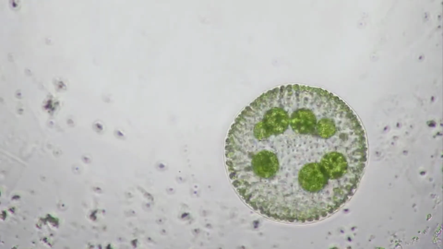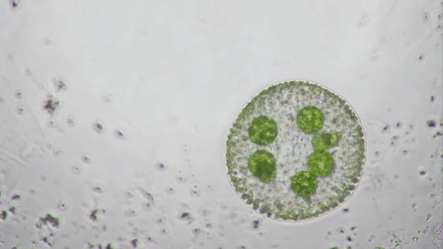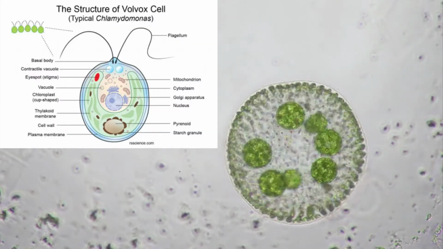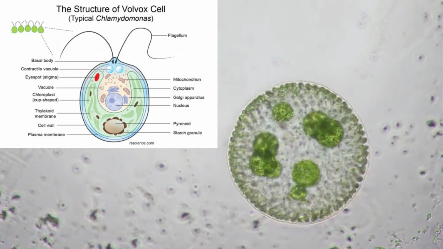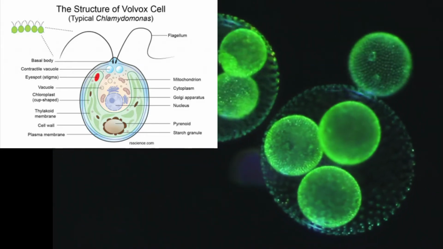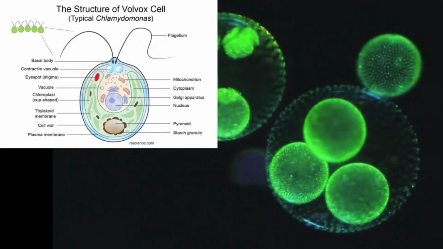What structures were visible in the Volvox? The Volvox is unicellular. However, the individual cells connect to one another, forming a large spherical colony, which is capable of coordinating and dividing labor.